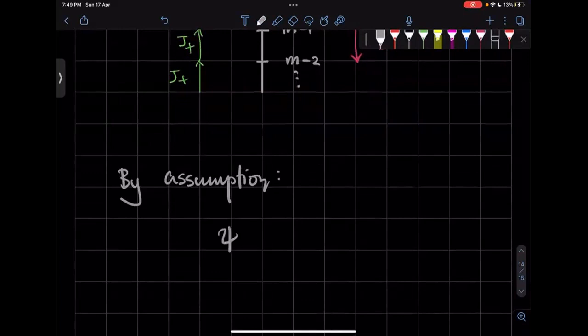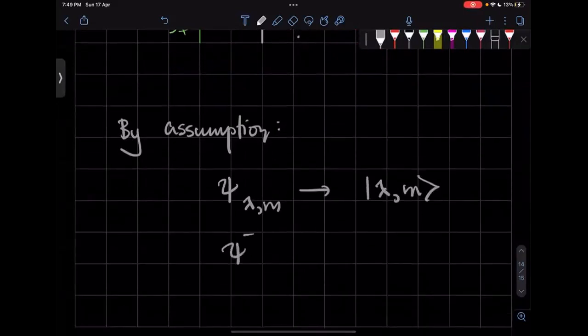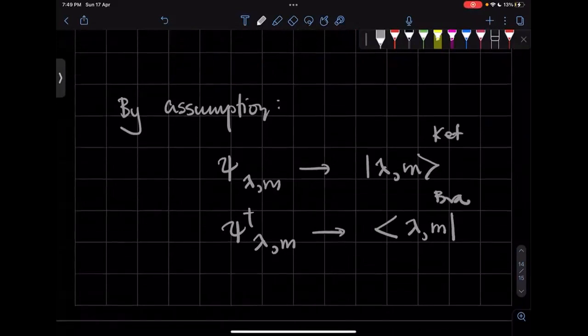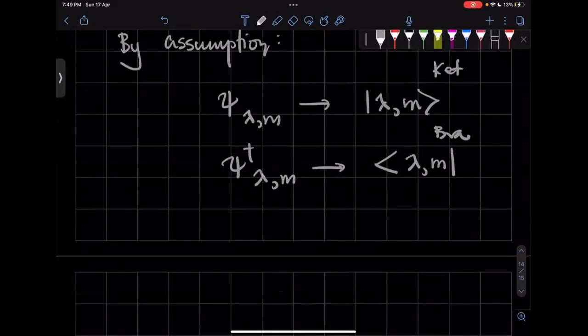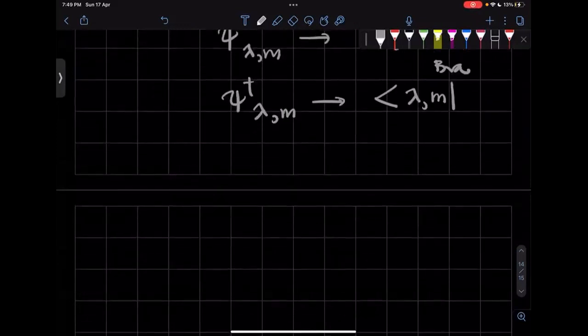I'm using the notation that if I have a vector psi lambda m, I'm using this for that, right? Now, what about its Hermitian conjugate? For that, I will use this notation. This is called a ket, and this is called a bra, so that the whole thing together is a bracket.